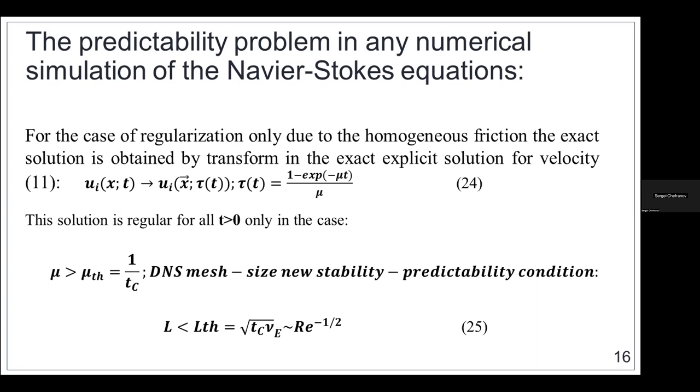For the predictability problem, it is also important to take into account this relation shown in formula 25, because in any numerical simulation of the Navier-Stokes equations, some truncation procedure is needed, and the minimal mesh size is determined. And up to now, it is determined when the initial condition is not taken into account, represented by the time of collapse in this formula 25.